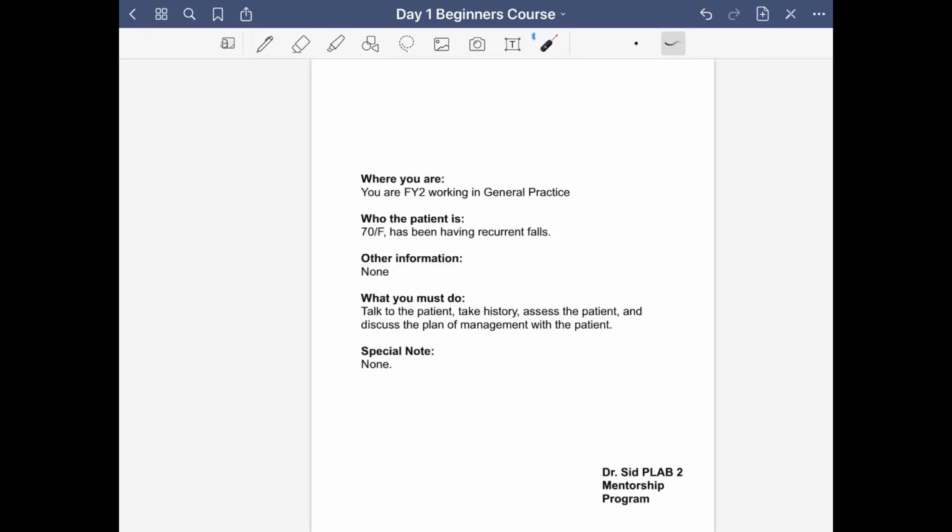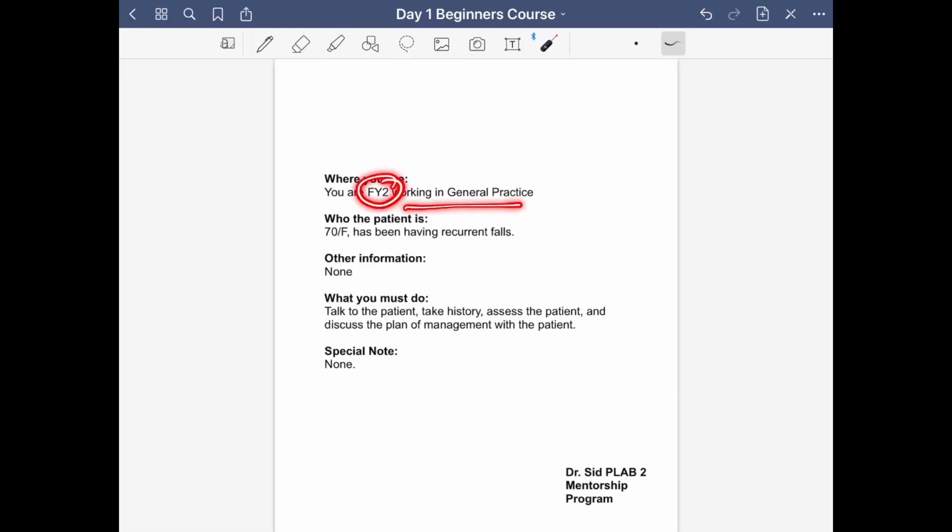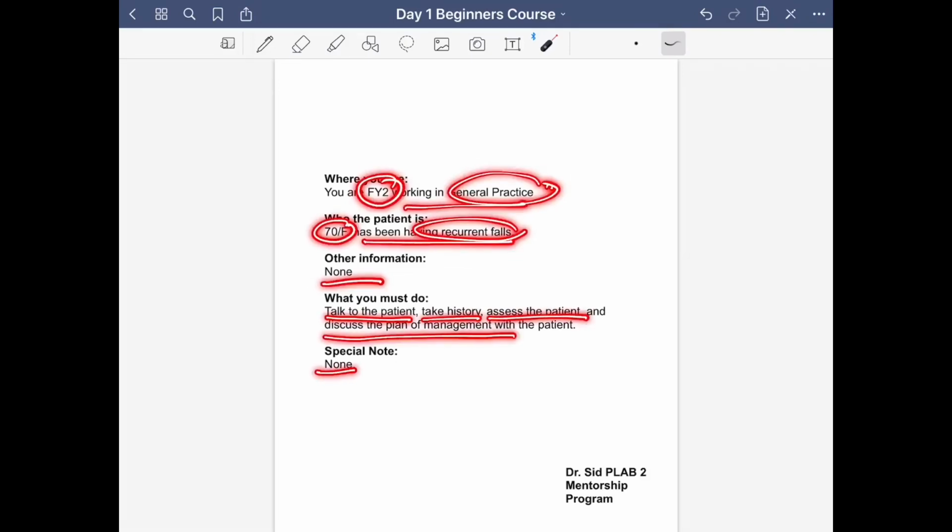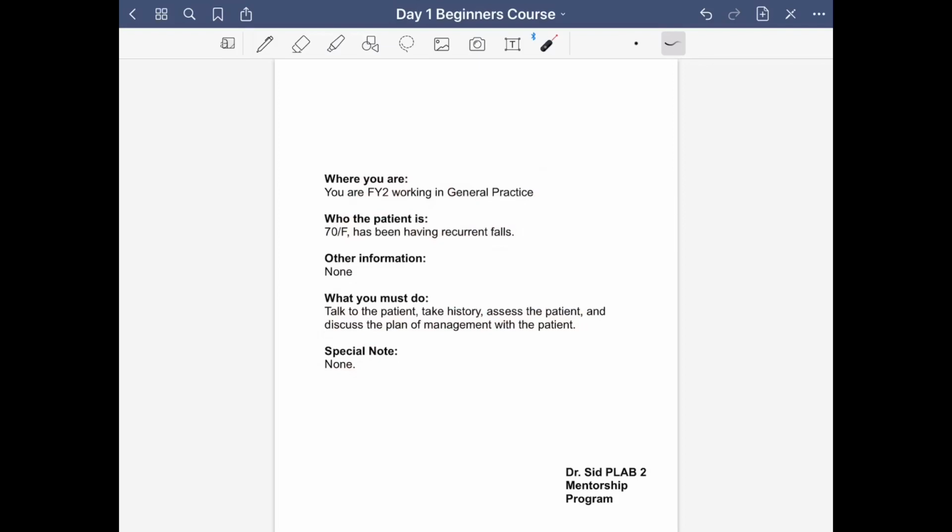Let's go into the other example. You are FY2 in the general practice. A 70-year-old female has been having recurrent falls. Other information is none. Talk to the patient, take history, assess the patient, discuss the plan of the management with the patient. Special note is none. Now, since you have got a symptom here, this is basically a history based station, and the advantage is you can do the proper management of the time if you identify it correctly as a history based station in the real exam day.